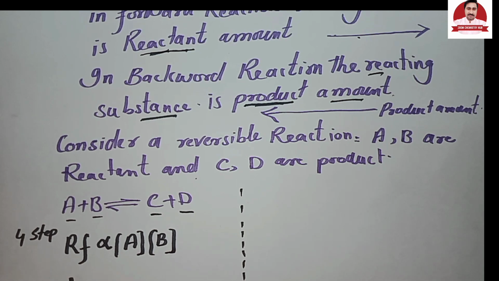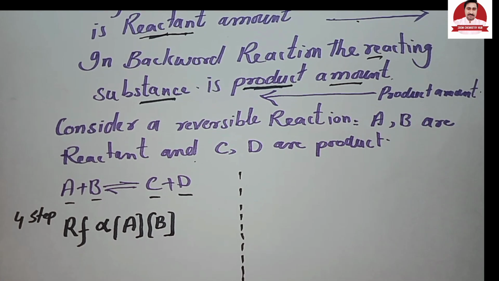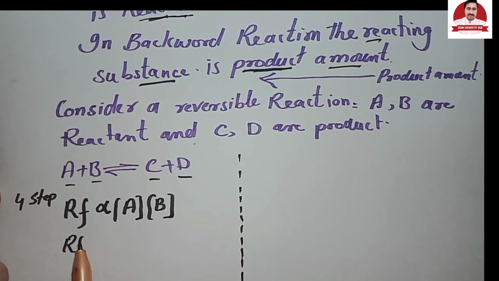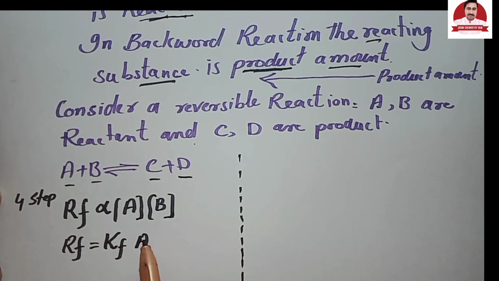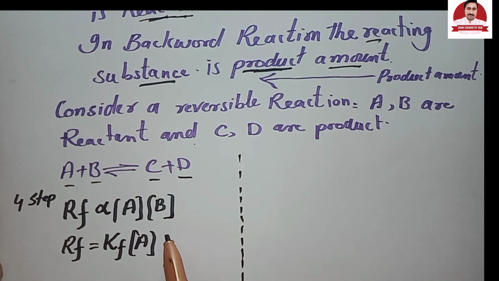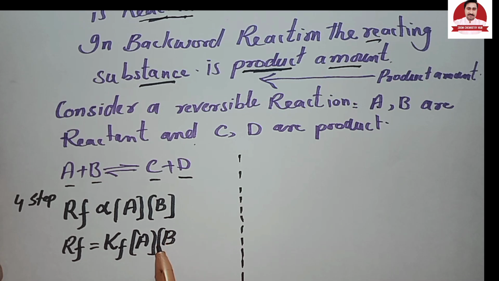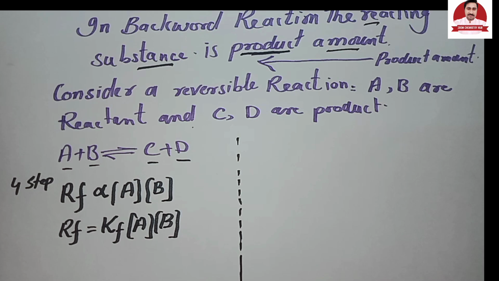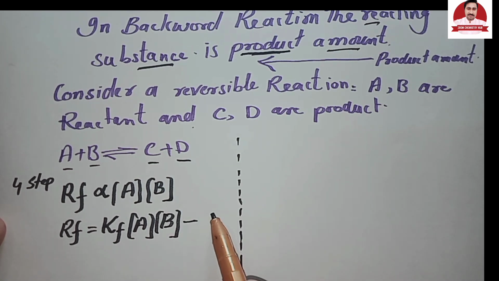And when we remove this proportionality sign, then Rf is equal to its constant, that is Kf, into the concentration of A and the concentration of B. This is the first equation.